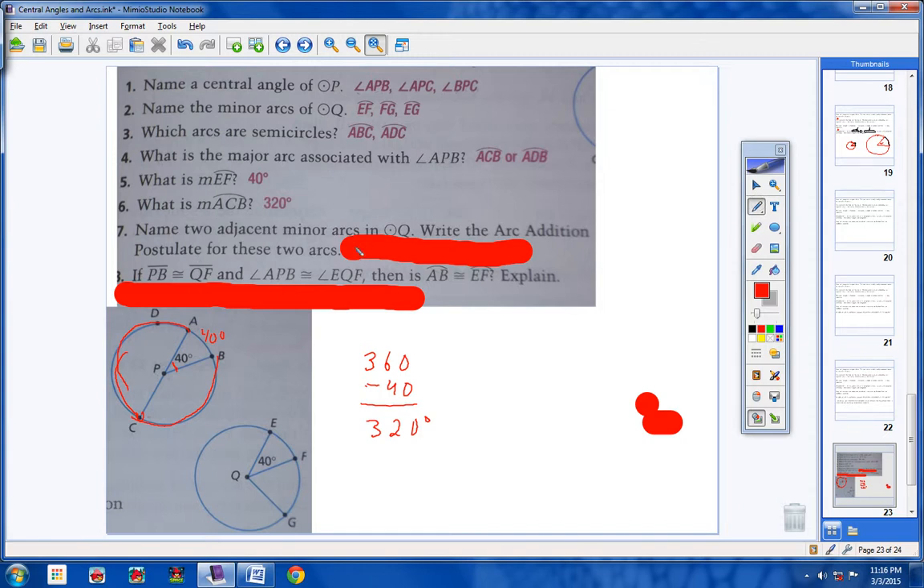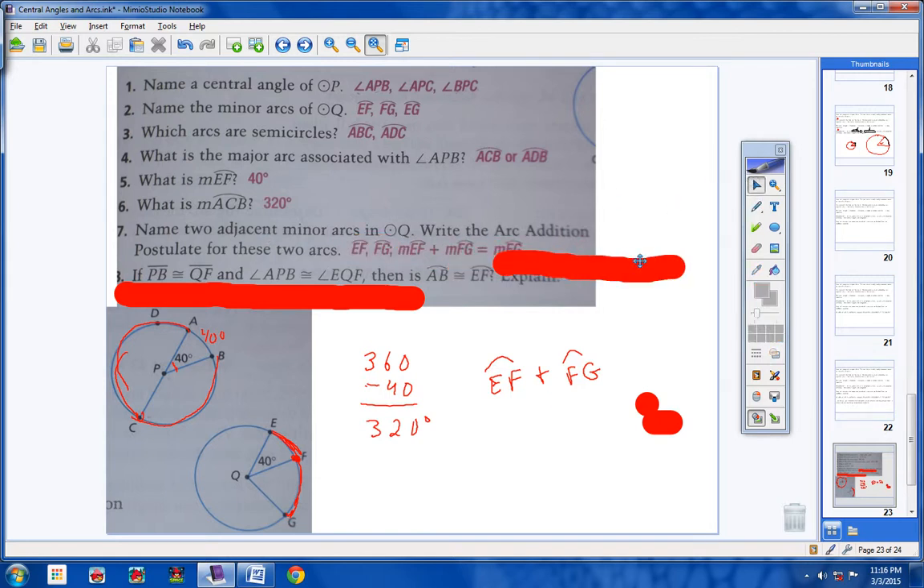Now, number 7. Name 2 adjacent minor arcs in circle Q. They have to be adjacent minor arcs. Well, arc EF is minor and arc FG is minor, and they're adjacent. That means they touch right there. So the answer would be arc EF and arc FG. Those two arcs are minor and they're adjacent. So there we go, EF and FG.